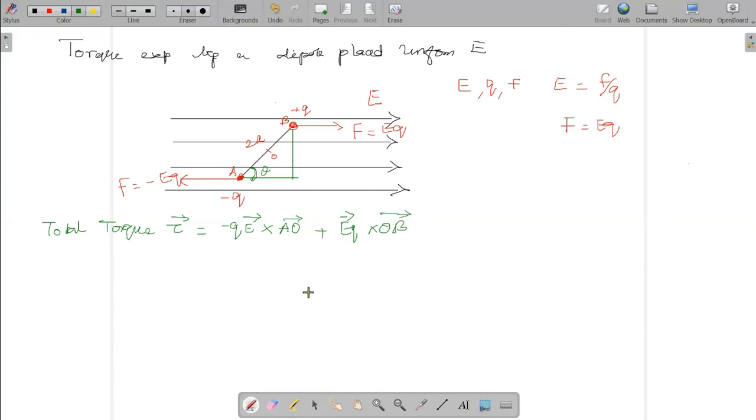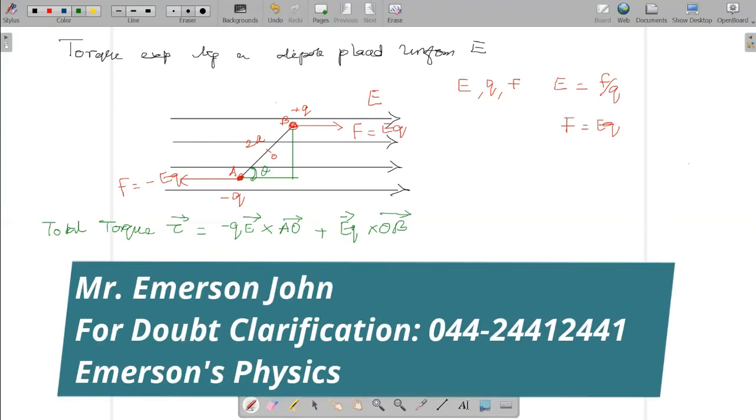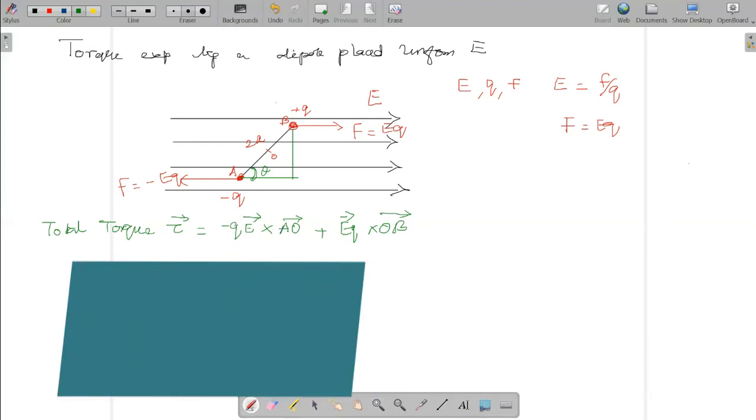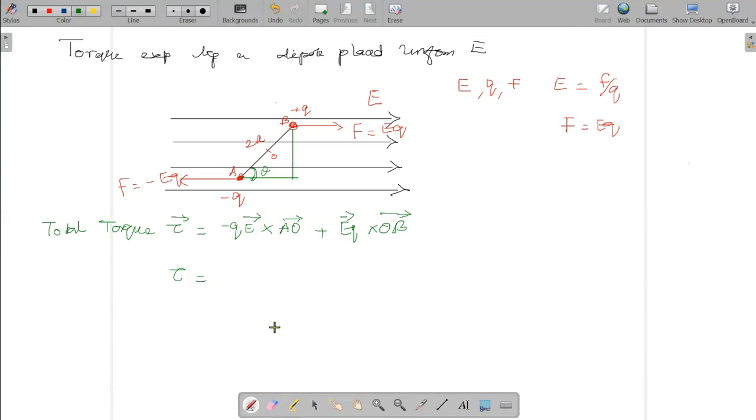OB is vector. When we consider magnitude alone, the magnitude of the torque will be, எல்லாத்தையும் direction remove பண்ணிரு. அப்போ what you will get? எல்லாத்தையும் remove பண்ணா, we can take it out, QE common. AO plus OB is nothing but 2A. AO plus OB is 2A.